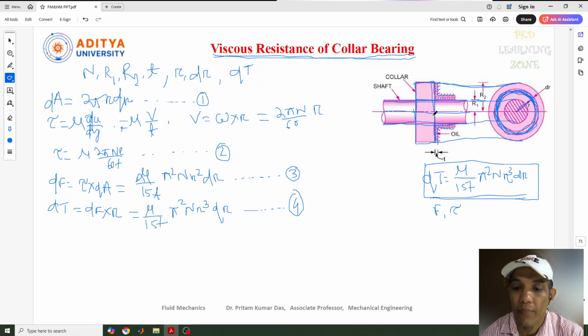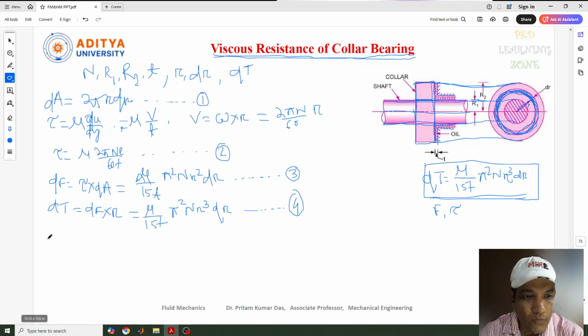Now we need to find out the power resistance for this. The torque required to overcome the viscous resistance, as I told, we need to integrate this. Previously we have done integration from 0 to r. Now we need to integrate this one from r1 to r2, from the internal radius to the external radius. That is the only difference.